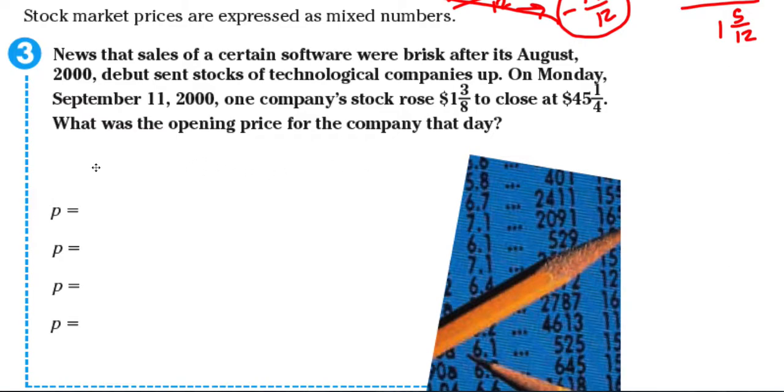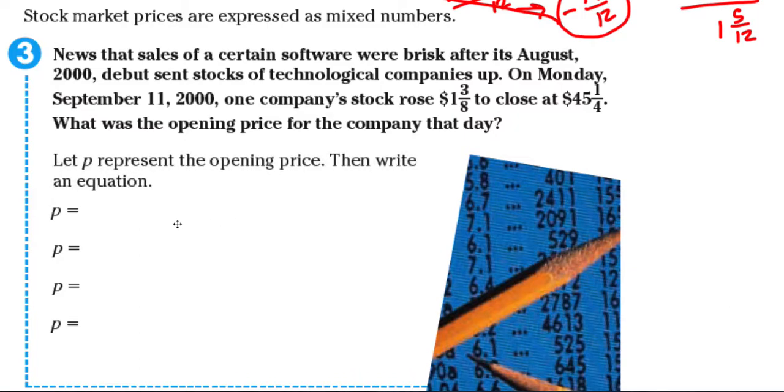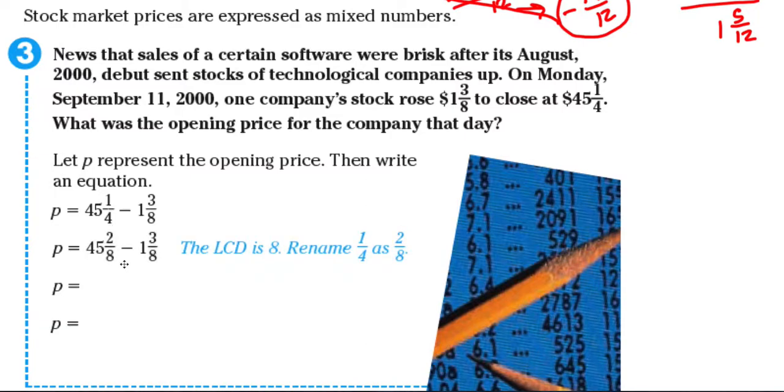Again, a word problem requires a let statement. So let P represent the opening price. Then write an equation for this one. And naturally, the equation would be $45 and one fourth minus 1 and 3/8. Okay, using what we know, they have unlike denominators. So we simply find the LCD, which is 8. Okay, and rename 1/4 with the LCD, which is 8, to become 2/8.